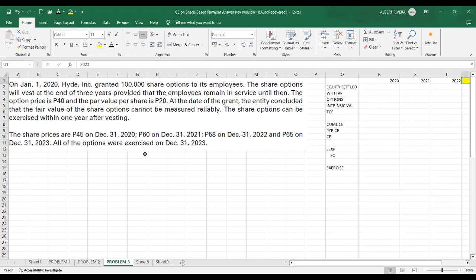So, here, it is also equity settled because there is an option to be granted, which is an equity instrument. There is also a vesting period here. The number of options, let's have 2020, the number of options is 100,000 options. That should be multiplied with the fair value of the options at the date of grant. However, the fair value of the option at the date of grant is not included. Okay?